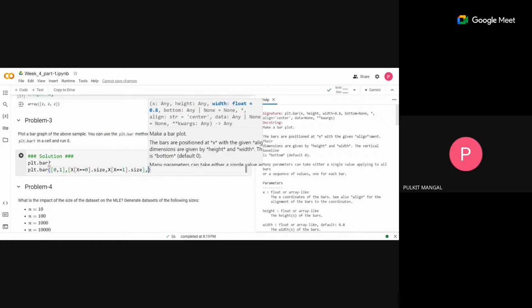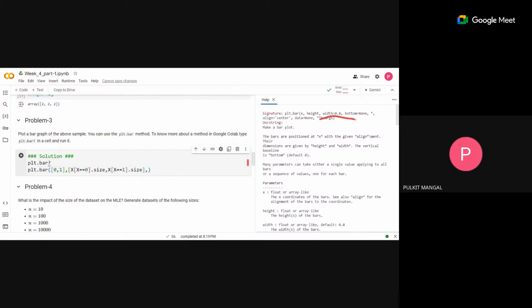The next parameter it will take is the width. Now if you see this given here, width equal to 0.8. This is the default width that it will take. But if you want a different width, you can just put, let's say, 0.4. By default, it will take this width.